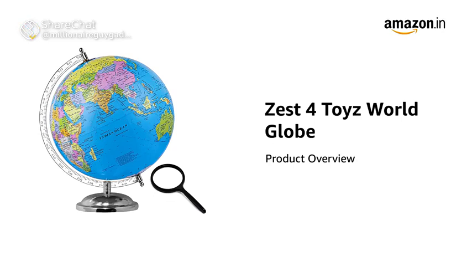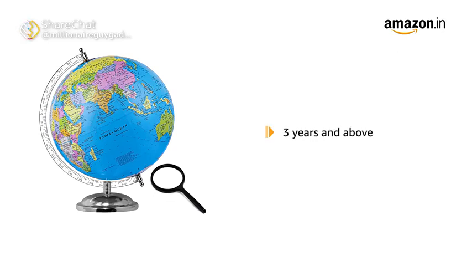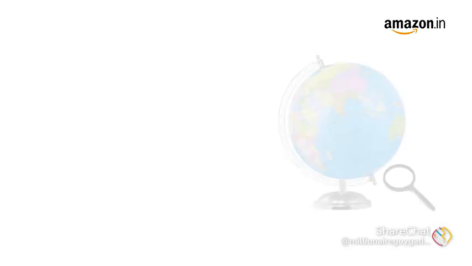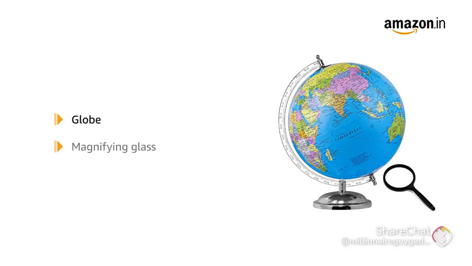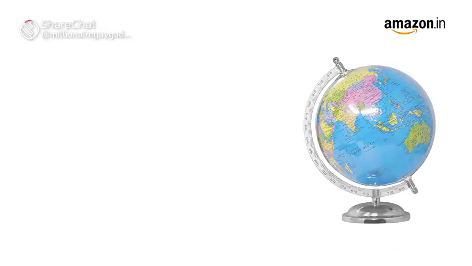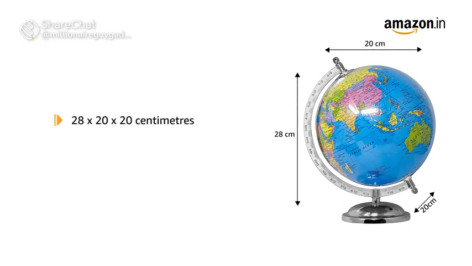Introducing the Zest for Toys World Globe. It is suitable for children above the age of 3. The box contains a globe and a magnifying glass. The product measures 28 by 20 by 20 centimeters and weighs 840 grams.